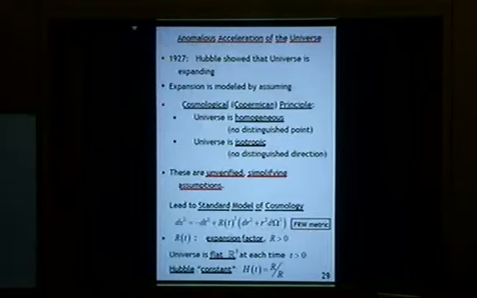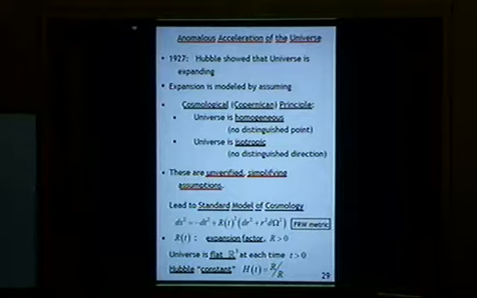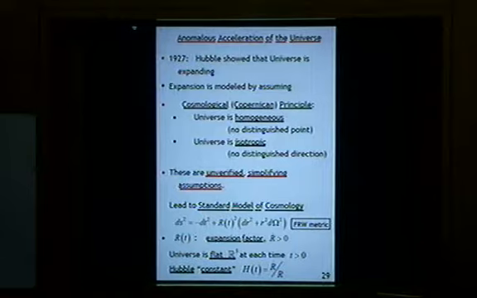Okay. Now the last topic is what's called the anomalous acceleration of the universe. In 1927, the astronomer Edwin Hubble showed that the universe is expanding. Distant galaxies are receding from each other. There's no doubt about that.